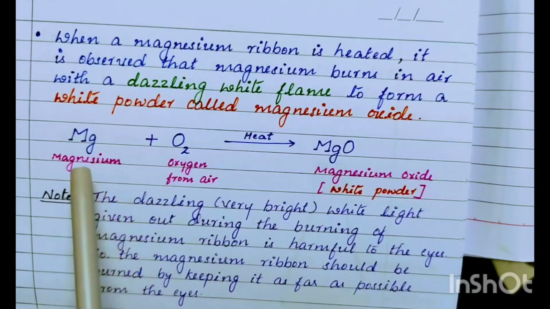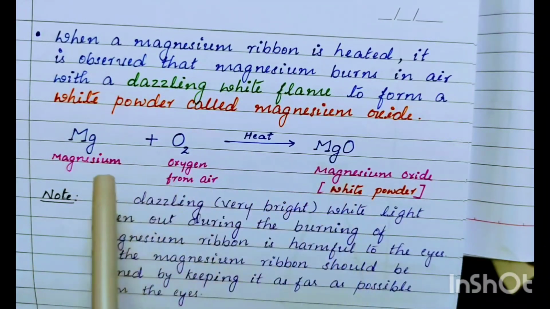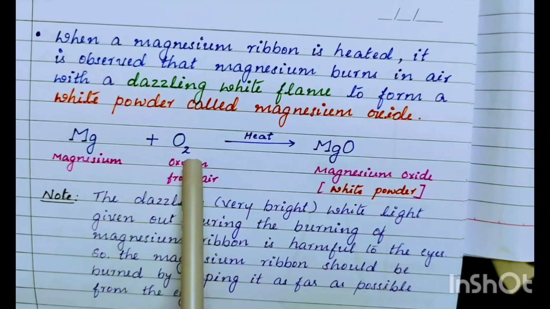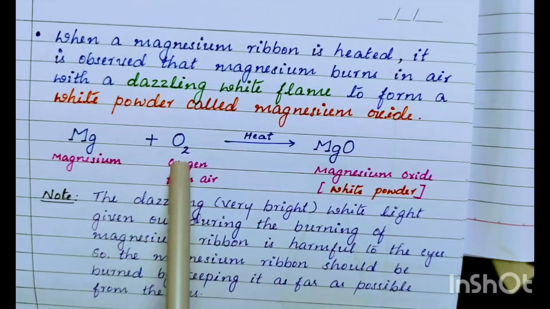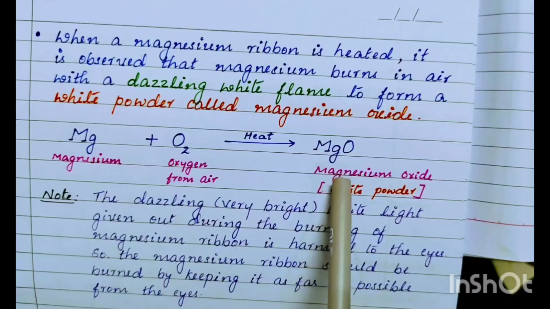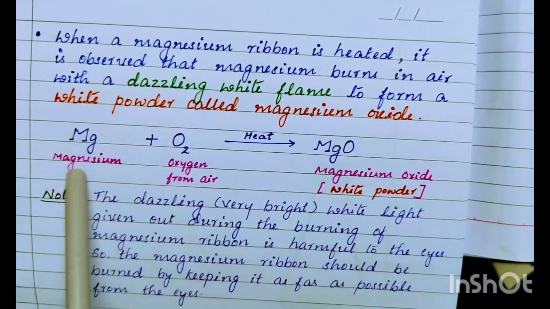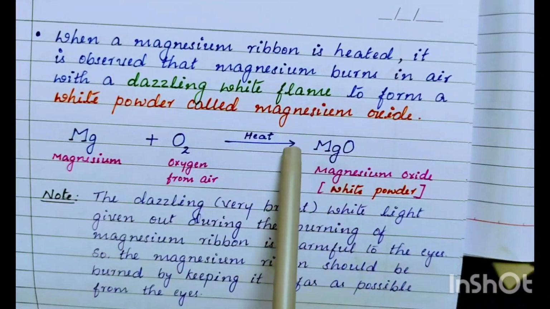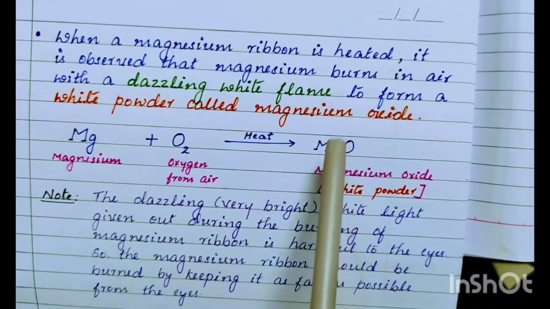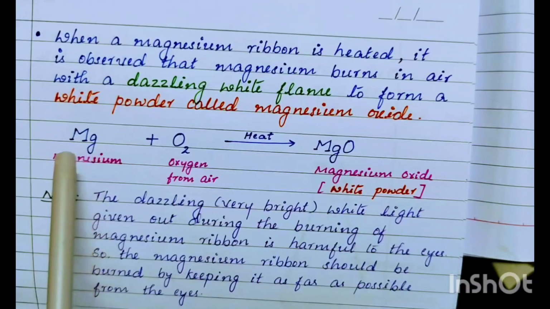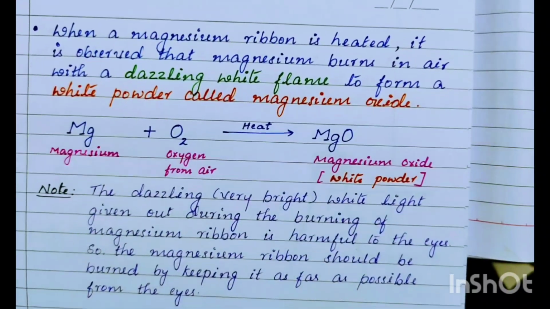We write it using formulas: Mg, magnesium, plus O2, oxygen, a molecule, from air. When we heat, it forms MgO, magnesium oxide, which is a white powder. These two are the reactants we discussed before, and this is the product, the new substance. Magnesium oxide has entirely different properties from magnesium as well as from oxygen.